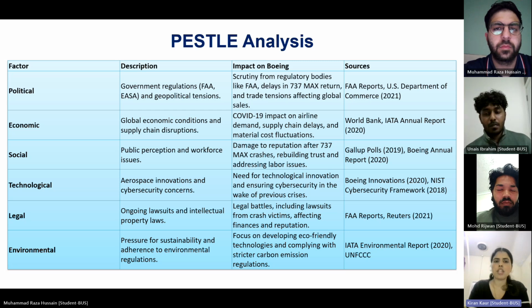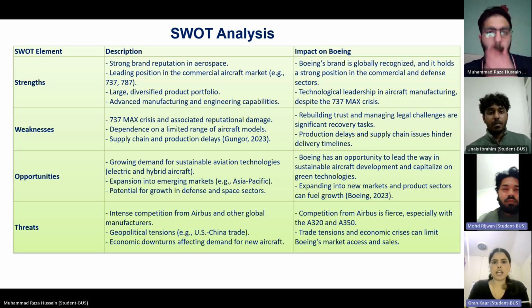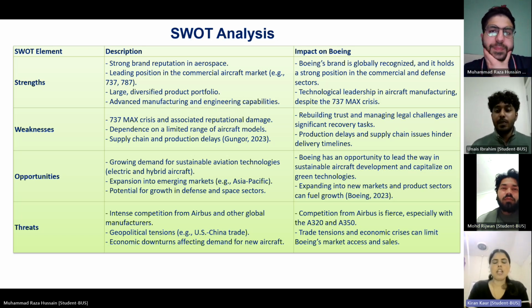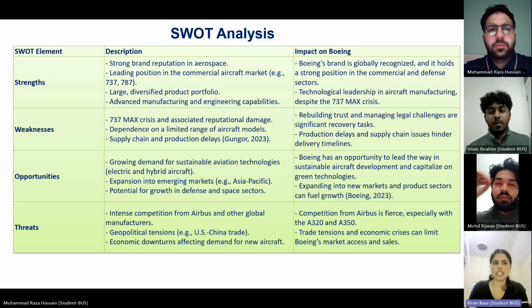In our next slide, we are talking about the SWOT. Boeing is a globally recognized brand, and it has a strong position in the market. It also has technological leadership in aircraft manufacturing despite the 737 MAX crisis.